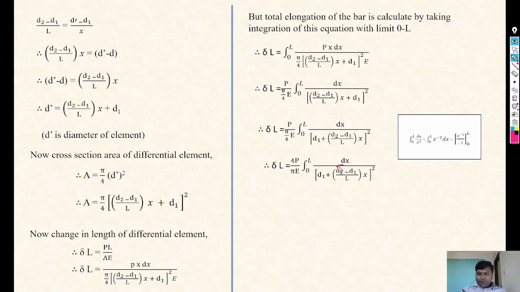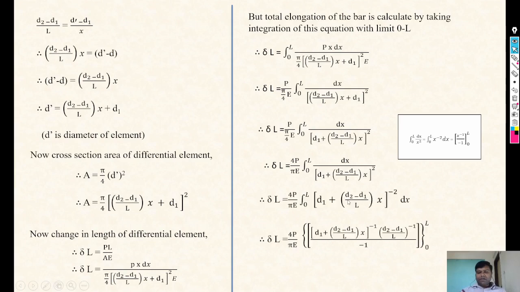Here our total x term is d1 plus (d2 minus d1) by L into x. This is our total x term. While taking the integration, we consider this as the total x term. So we can write this term raised to minus 2 and just take the integration of this term.